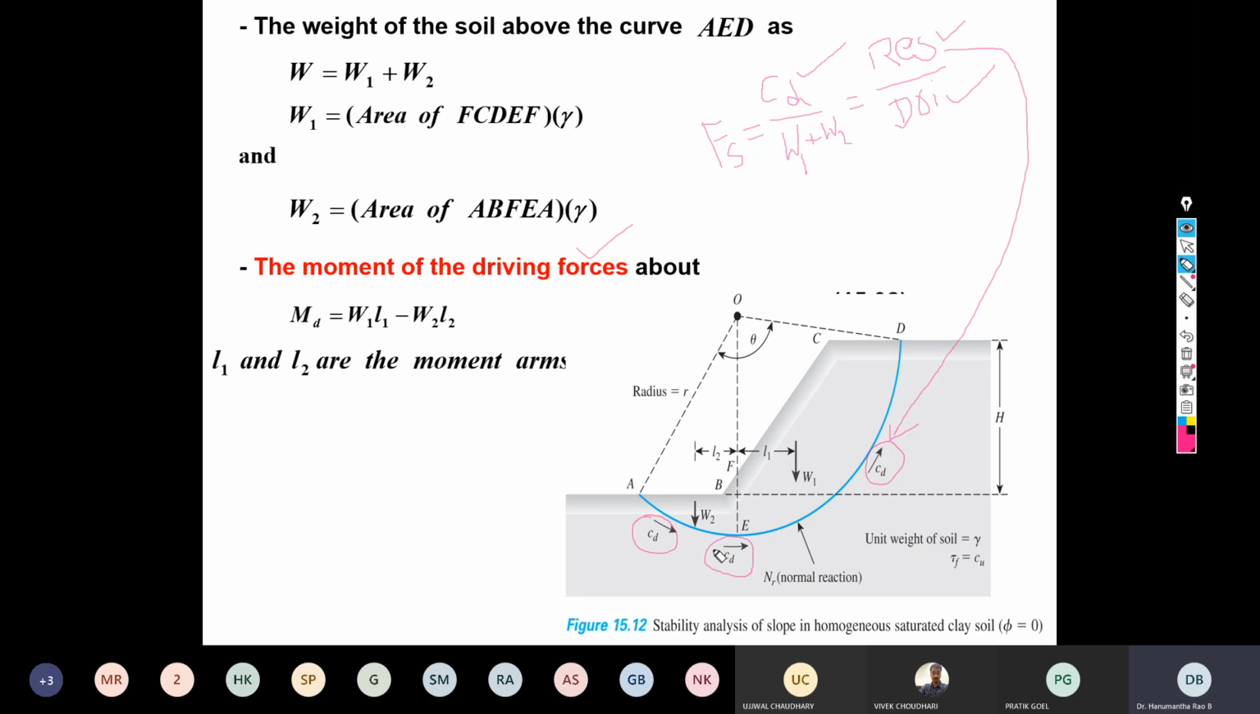How does it matter whether you add W2 into L2 in the resisting force, or you deduct it from W1 into L1? Both should give the same value of the factor of safety. It is immaterial. You are going to get the same numerator and same denominator wherever you take it. So this is the driving moment, W1 into L1 minus W2 into L2.